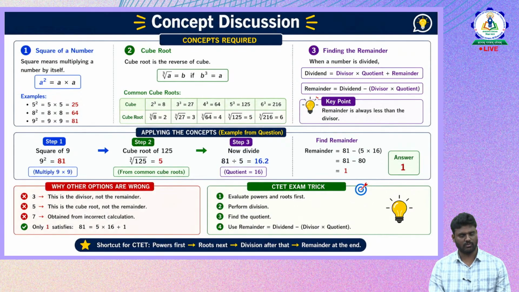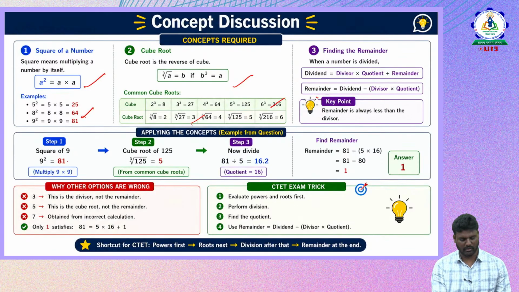Square of a number means multiplying a number by itself, that is a square is equal to a into a, as we discussed in the previous questions. And the cube root is the reverse: the cube root of a is equal to b if b to the power of 3 is equal to a. This we'll also discuss in the next coming session. Examples: 2 to the power of 3 is 8, 3 to the power of 3 is 27, 4 to the power of 3 is 64, 5 to the power of 3 is 125, which we need to remember.